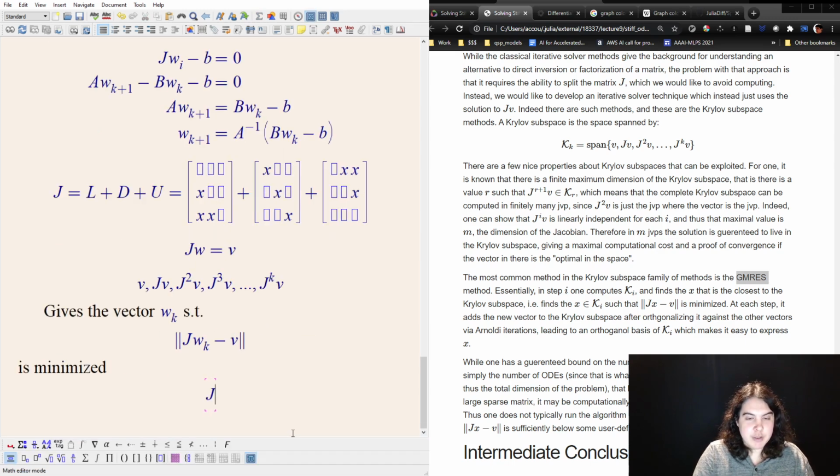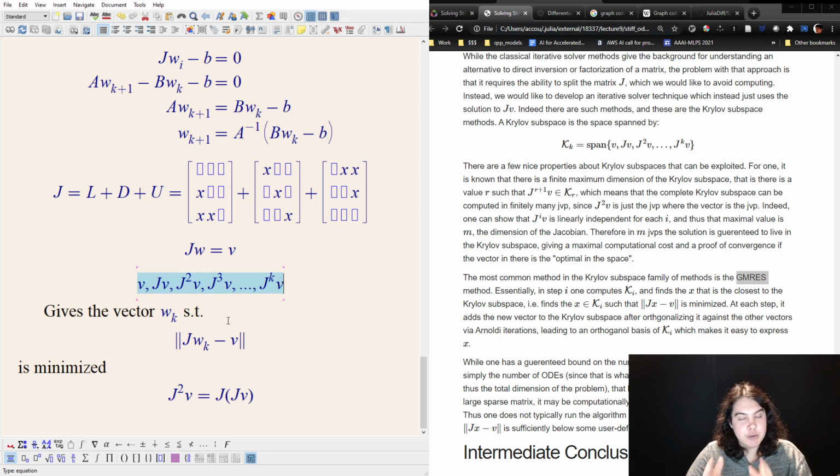Well, remember that J squared v equals J(Jv). So a Jacobian vector product gives you the first one. A Jacobian vector product where the vector is Jv gives you the second Krylov subspace vector. A Jacobian vector product where the vector is J squared v gives you the J cubed v vector, right? So you iteratively do this Jacobian vector product trick to build up all of these vectors without building the Jacobian.